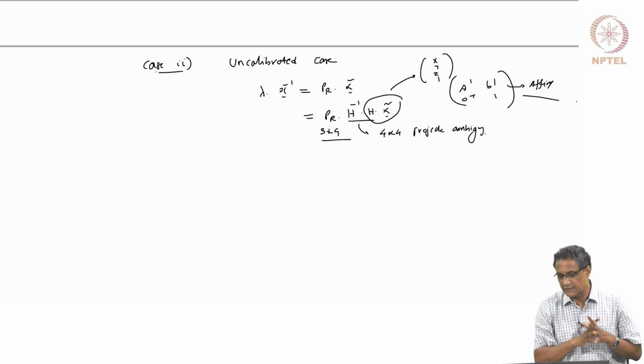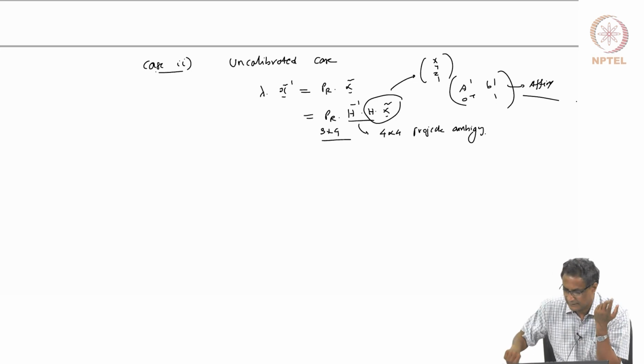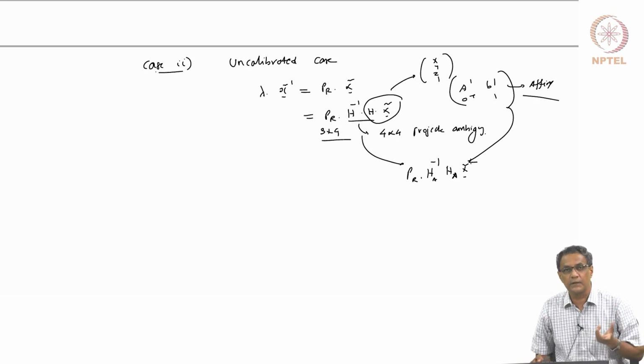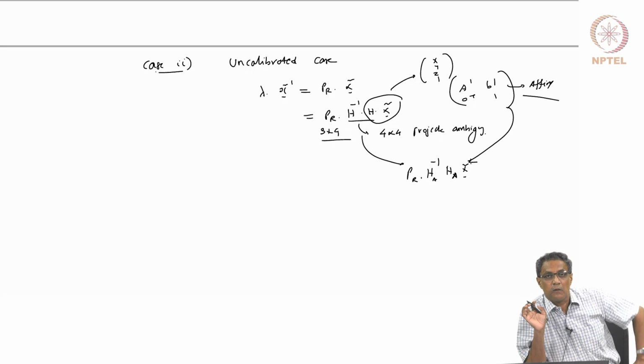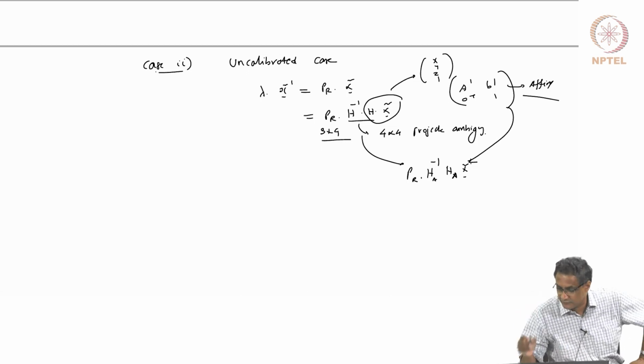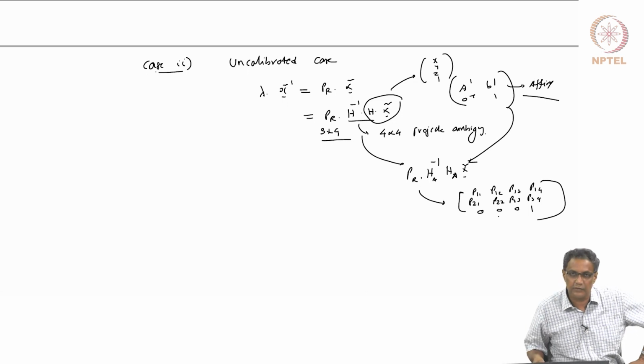So in that case, you can write it as HA inverse HA, if you want to say explicitly that it's an affine ambiguity. For an affine ambiguity, this will become PR HA inverse HA X, X tilde, which means that in an affine ambiguity, parallel lines will remain parallel. The projective is the worst. In an affine case, this PR itself will have that structure: P11, P12, P13, P14, P21, P22, P23, P24, and then 0, 0, 0, 1. That is the form it takes.